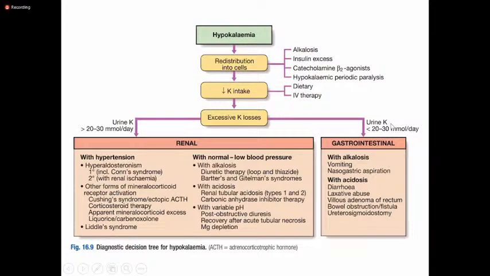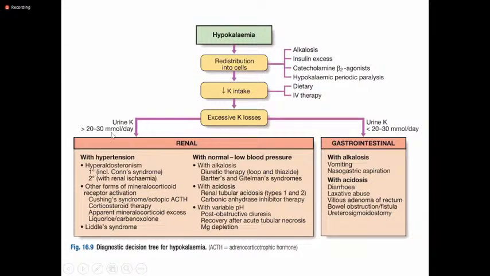Same thing like in sodium, you need to do your urine potassium levels. If they're less than 20, that means that most of the loss is not occurring in the kidney, it is occurring in other systems like through the GIT. So if the patient has a low urine potassium with alkalosis, you think of vomiting or esophageal aspiration. If there is acidosis, you think of diarrhea and laxative abuse, or if you have fistulas for post-op patients.